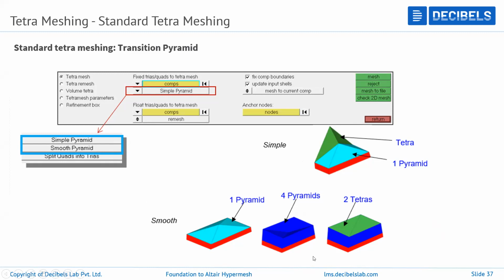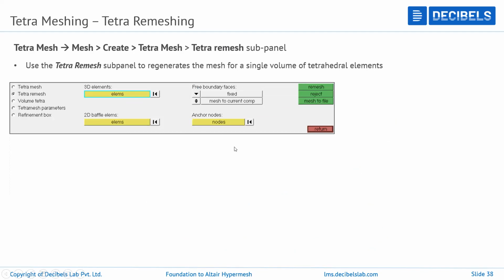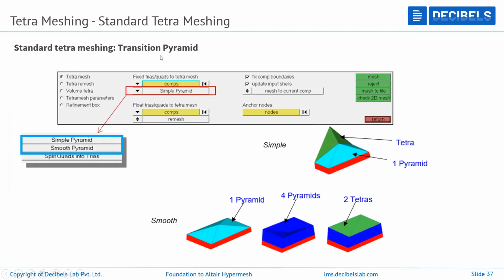Why? Because it will reduce the tetra collapse. It will reduce pyramids like this. It will generate smooth tria elements, smooth tetra elements. So we have done with creating the tetra elements using the standard tetra, and we have finished that component.